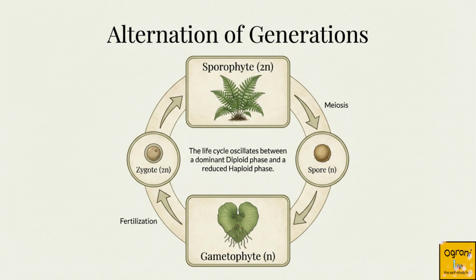So, we can see that pteridophytes, like bryophytes, also show alternation of generation, where a diploid sporophyte through meiosis produces haploid spores. These haploid spores develop into a haploid gametophyte. This haploid gametophyte produces haploid gametes, which on fertilization produce a diploid zygote, and this diploid zygote develops into an independent diploid sporophyte and the process continues.